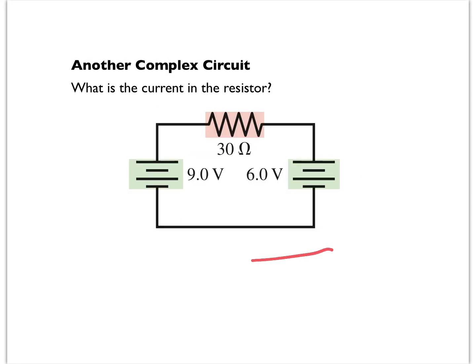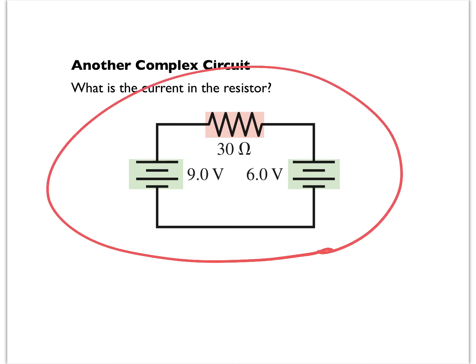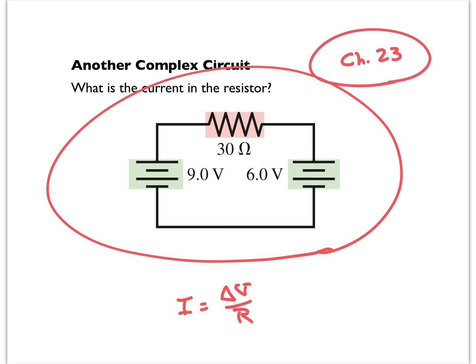And then we're going to take a look at this one and start putting in some numbers. And so we're going to use the equation I is equal to delta V over R and apply it to a specific case. These are the types of problems that we're going to be considering in chapter 23. So by the end of the week, we're going to be jumping into material which is in chapter 23.